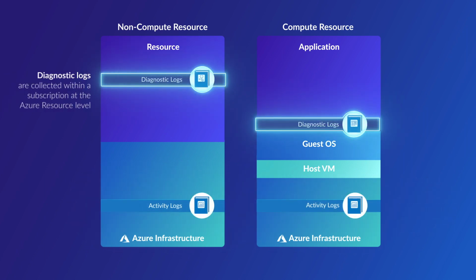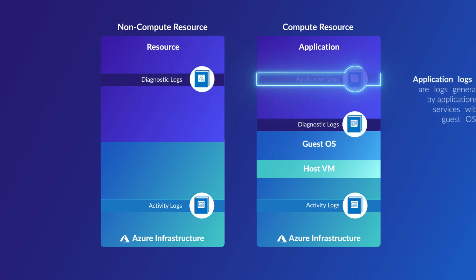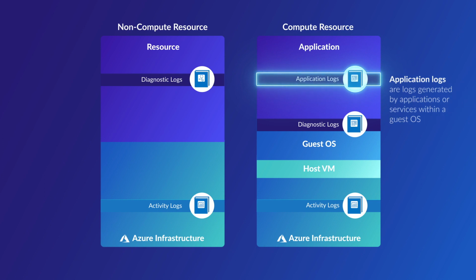Diagnostic logs are collected within a subscription at an Azure resource level for services like VPN gateways or network security groups. Not all Azure services have an option for diagnostic logging, and the level of detail you can capture varies. You can view a full list of resources that support diagnostic logging from the Microsoft Azure website. Application logs are logs generated by applications or services within a GuestOS. These logs are collected from within the operating system through an agent. Application logs can be collected from core services like Windows event logs or from applications like IIS.